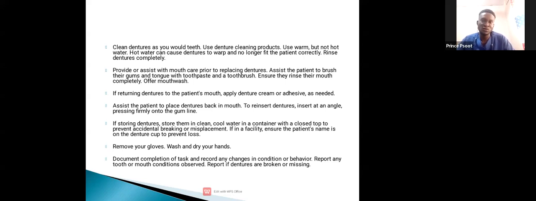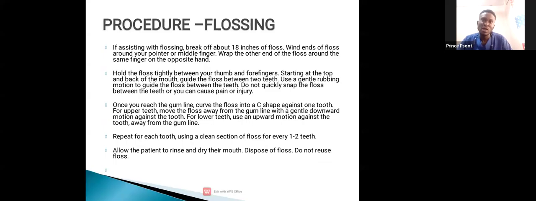Remove your gloves, then wash your hands after the procedure is done, and dry your hands as well. Then document completion of the task, record any changes in condition or behavior, report any tooth or mouth condition observed, and report if dentures are broken or missing.